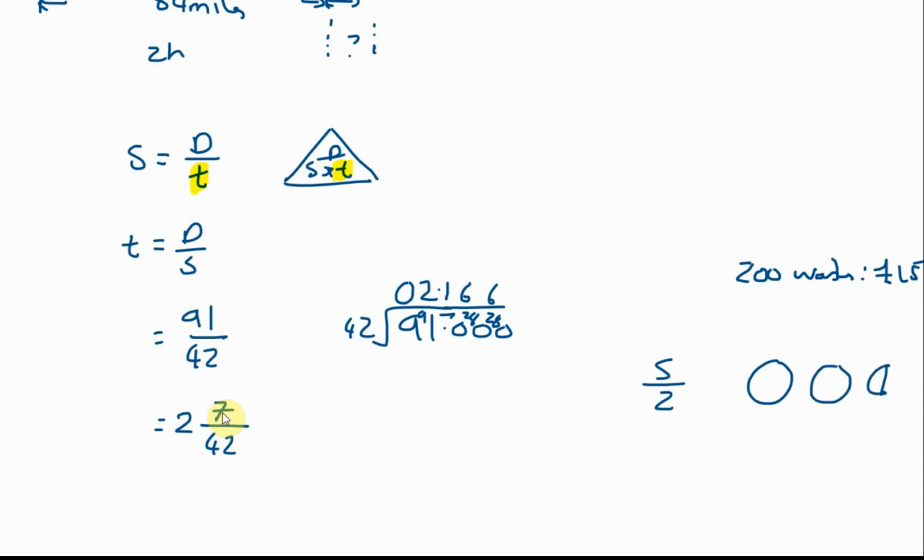There's 5 halves there. Okay, 1, 2, 3, 4, and 5. But how else can I write that? I can write that as 2 and 1 half. Okay, 2 wholes and a half.